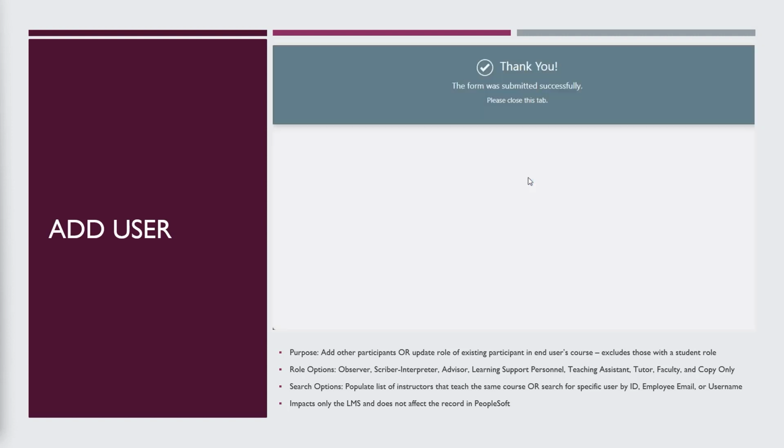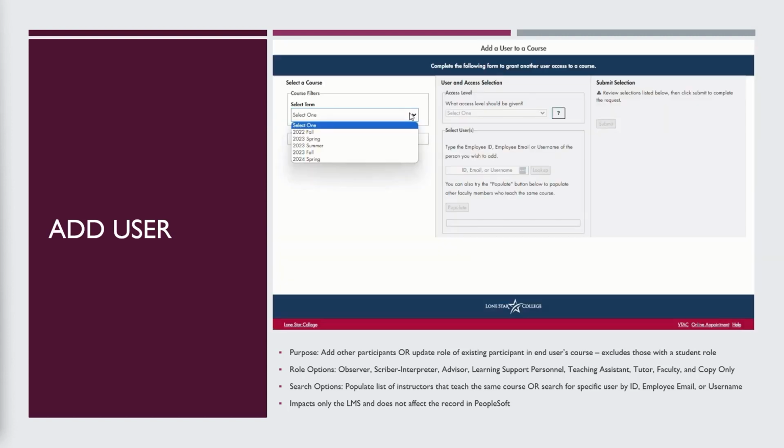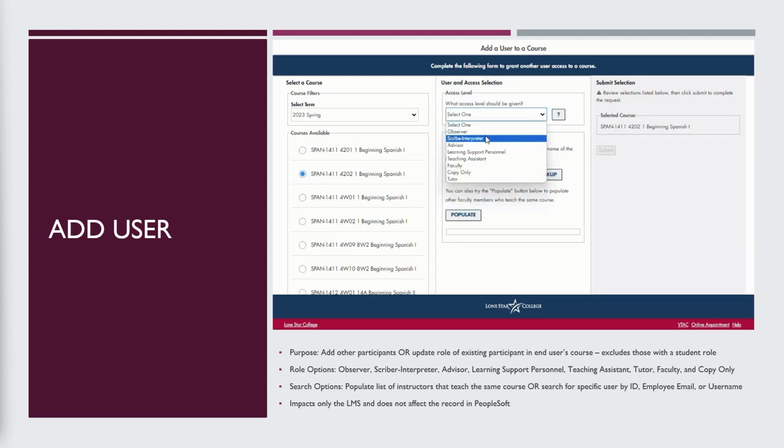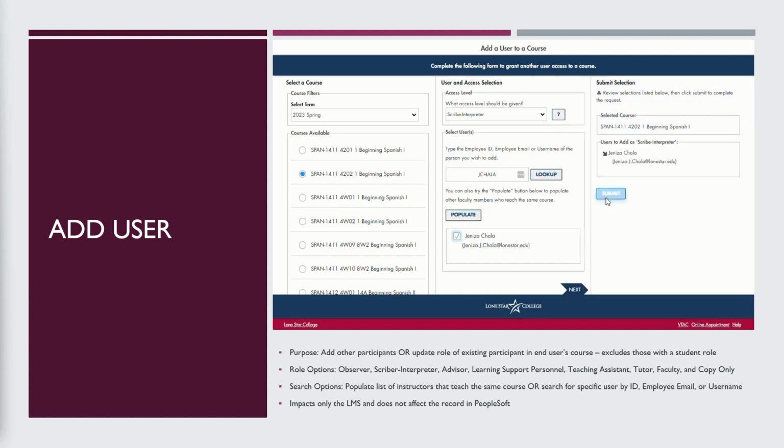For the Add User form, the user begins by choosing the course to which they'd like to add a participant. By selecting a semester from the drop-down, their courses are filtered for easier selection. Once a course is selected, the second column is enabled. Here, the user can choose the individual to add and the role they'd like to grant them in the LMS.